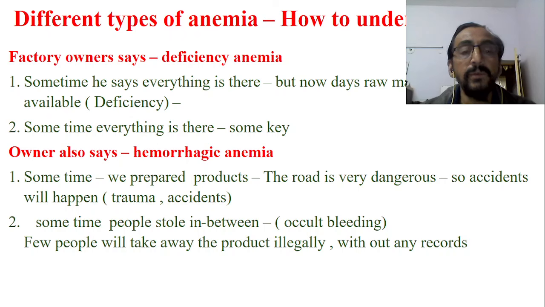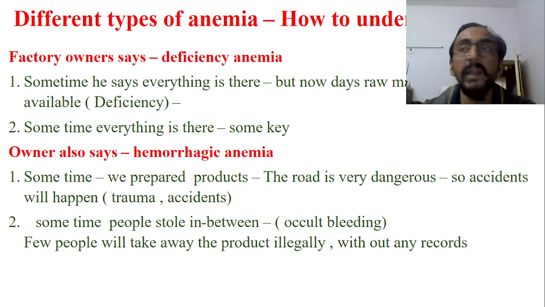So sometimes people stole in between. This is what the owner says, occult bleeding. A few people will take away the products illegally, without any records. That means loss of blood, loss of frank blood. Now all these stories suggest hemorrhagic anemia.